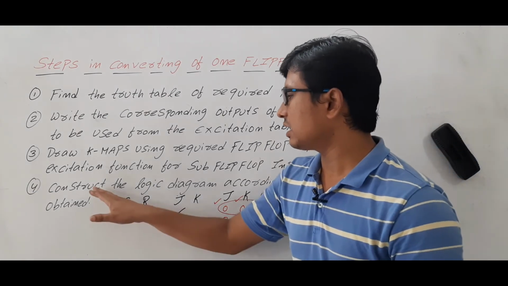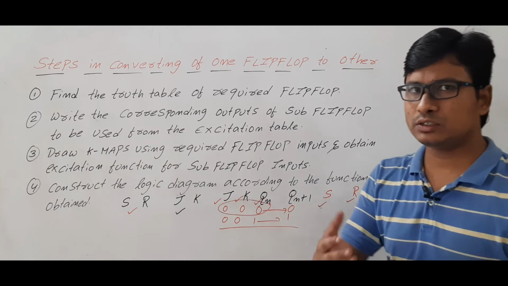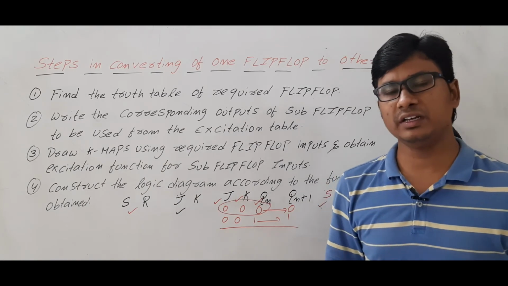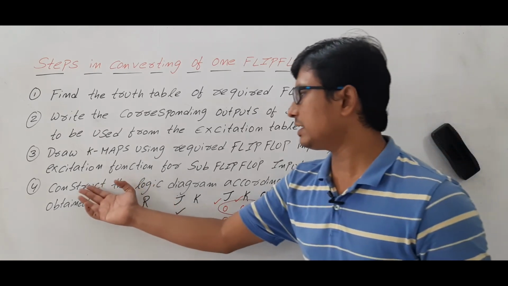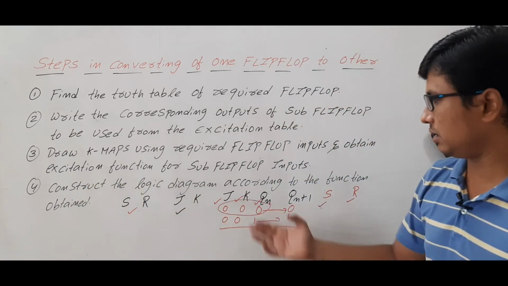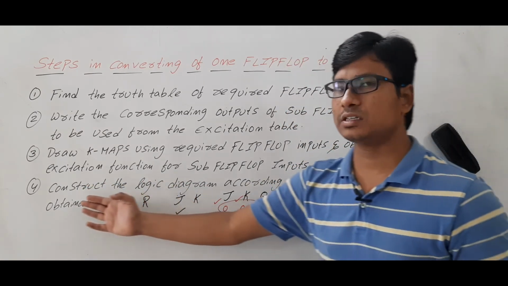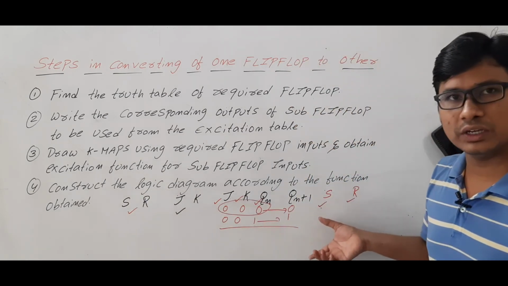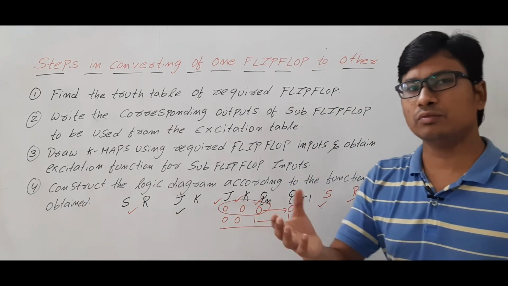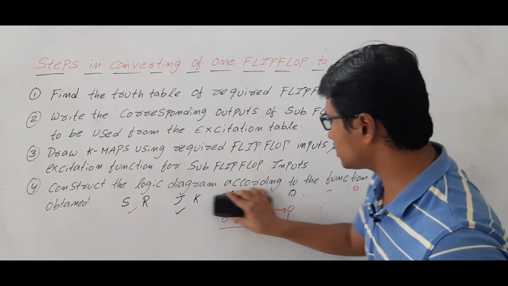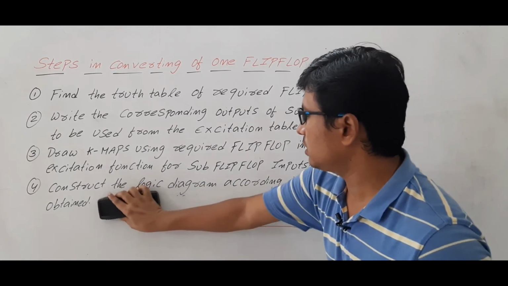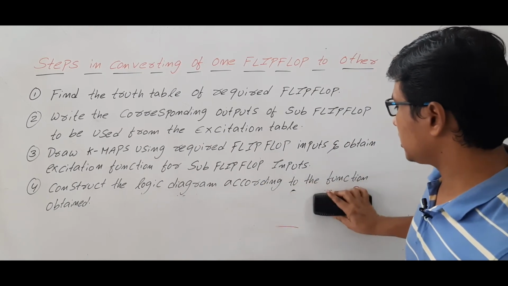Now what is step 4? They are saying construct the logic diagram. Once we have the simplified equations, the next step is to draw the logic diagram according to the functions obtained. What are the functions we have obtained? For those we will draw the logic diagram. So it will look like this: convert the SR flip-flop to a JK flip-flop.